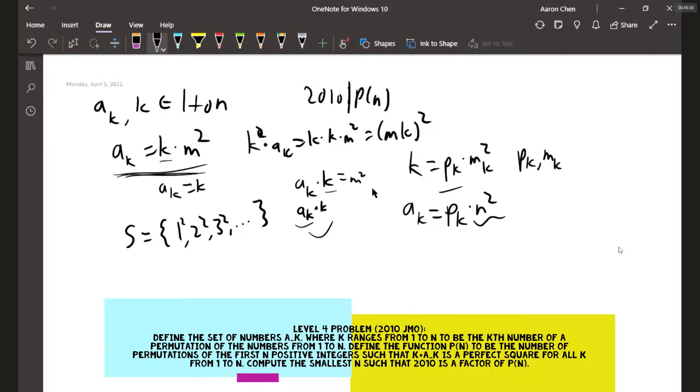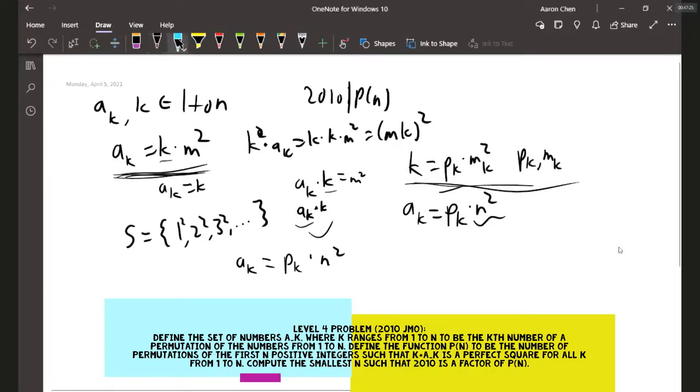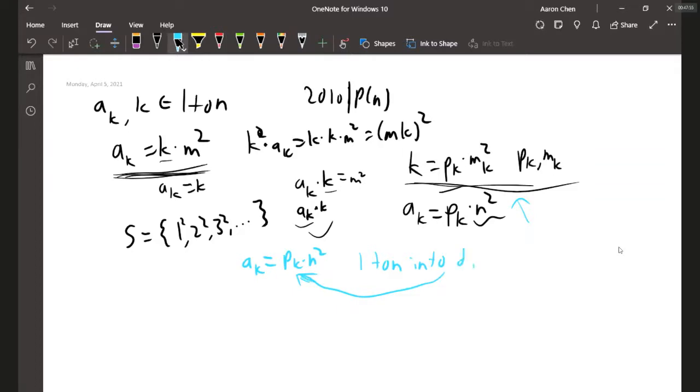So if k is in this form, then we see that a_k equals p_k times n squared, and this holds for all k, where n is some integer. I'm going to scroll down a bit. a_k equals p_k times n squared. Then we can split the numbers from 1 to n into a couple of different sets, and these sets are for the distinct p_k.